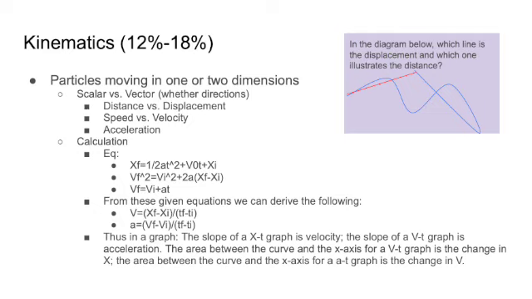And from these equations, we can derive the following: v = Δx/Δt, a = Δv/Δt. And thus, from these relationships, we can create graphs. The slope of an x-t graph is going to be velocity. The slope of a v-t graph is going to be acceleration. The area between the curve and the x-axis for a v-t graph is going to be the change in x. The area between the curve and the x-axis for an a-t graph is going to be Δv.